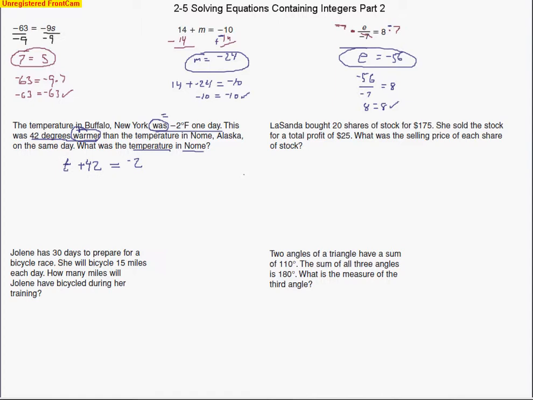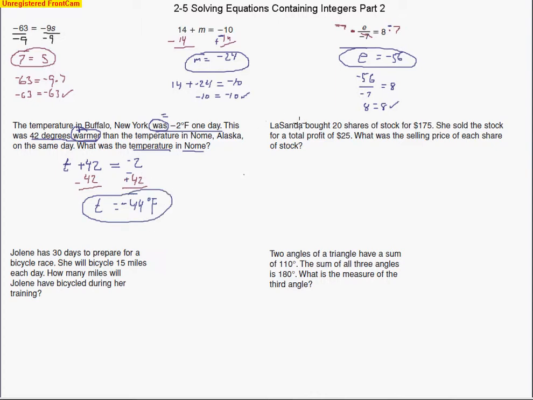So we've got our equation. Now we'll solve it by subtracting 42 from both sides. Notice that we have the same sign, so I'll end up adding those two numbers. See, if I add the opposite, again, they're the same sign. So it makes negative 44 degrees. Pretty chilly in Nome, Alaska that one day. So negative 44 degrees Fahrenheit. Make sure you get your units on there as well.